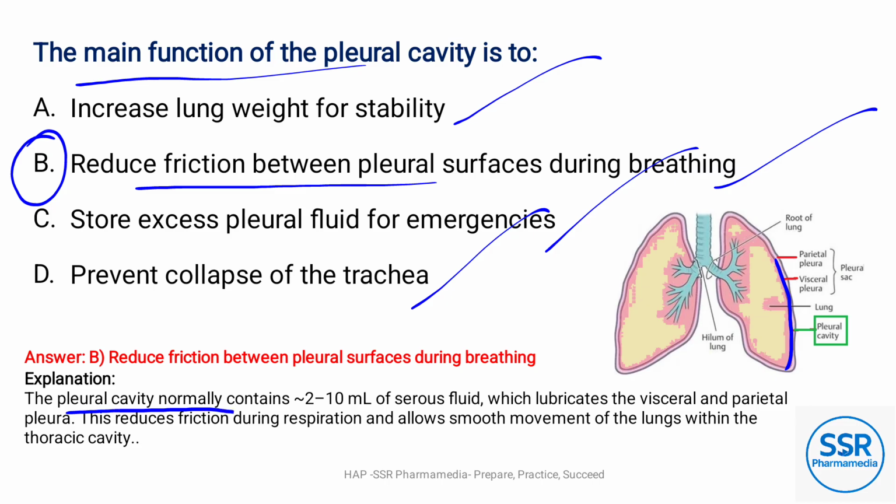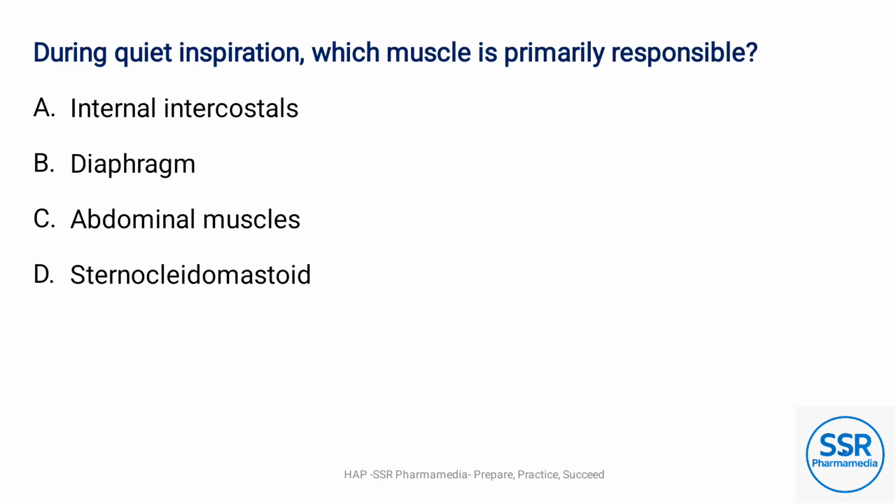The pleural cavity normally contains 2 to 10 ml of serous fluid which lubricates the visceral and parietal pleura. This reduces friction during respiration and allows smooth movement of the lungs within the thoracic cavity.